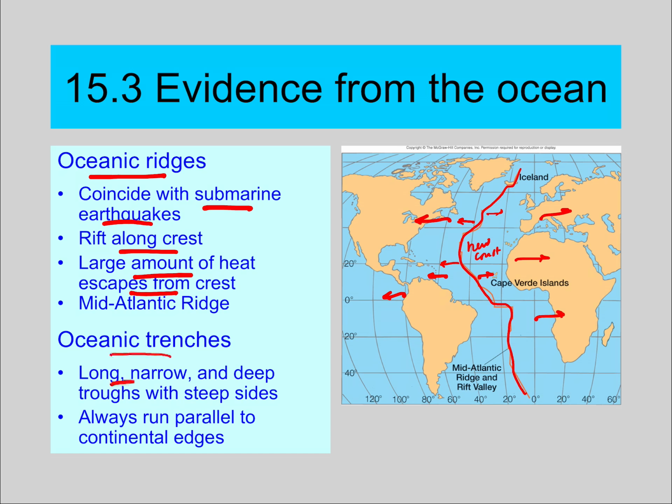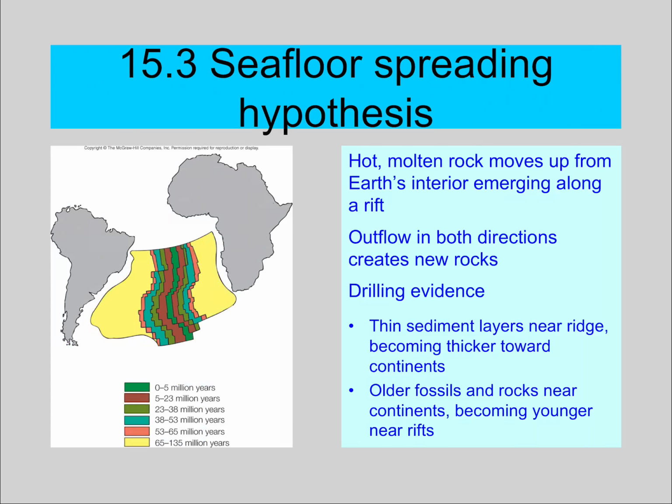We also have oceanic trenches, which are long, narrow, and deep troughs with steep sides that always run parallel to continental edges. So right along the edges, we have these things called oceanic trenches, something we observe along the perimeter of our continents. This also suggests movement. Okay, same thing if you took a mountain or a bulldozer and pushed a bunch of dirt, you're going to have noticeable differences that can be attributed to movement, and we can see those underwater.